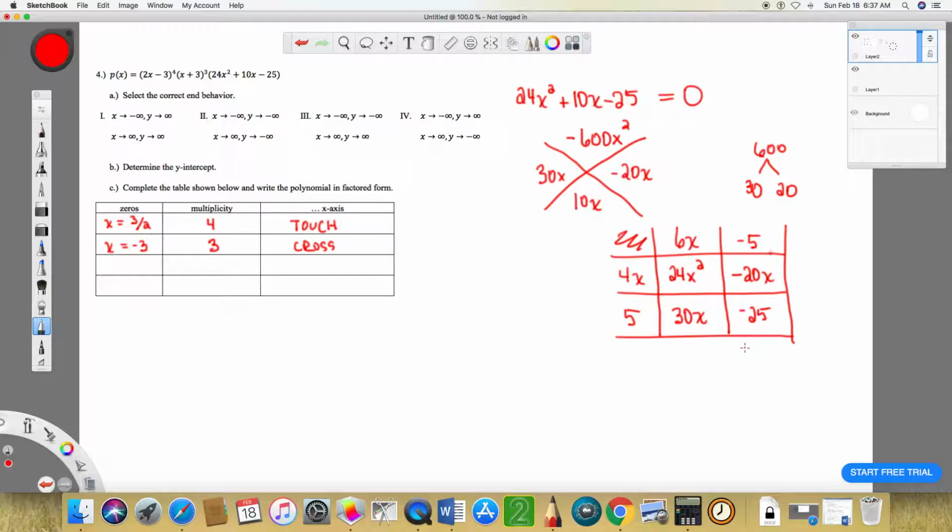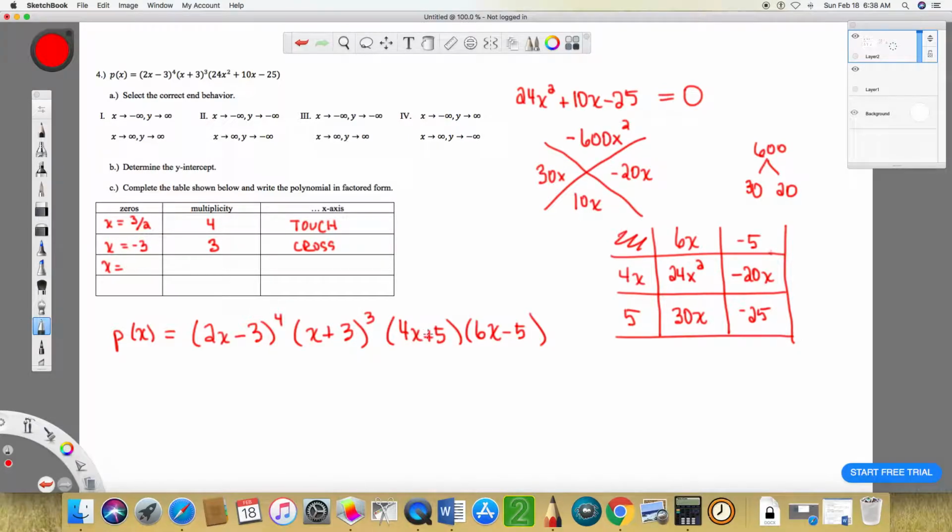Now, let's come back up to our polynomial and write it in factored form. They already did this part of the factoring for us, 2x minus 3 to the 4th, x plus 3 to the 3rd. And now this trinomial, through this x method, we factored it to 4x plus 5 and 6x minus 5. All right, so that's going to give us 2 more zeros.